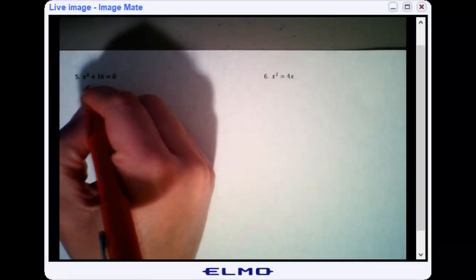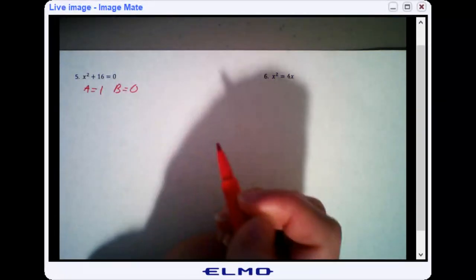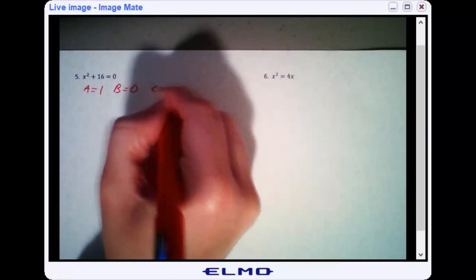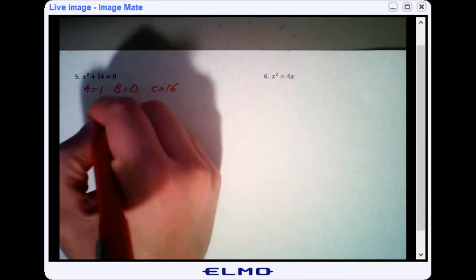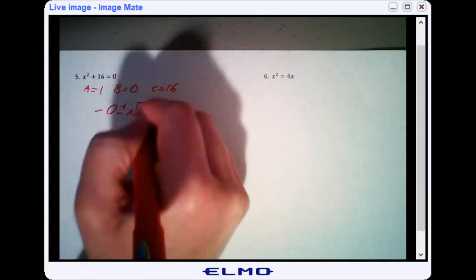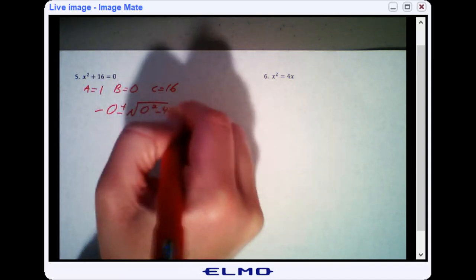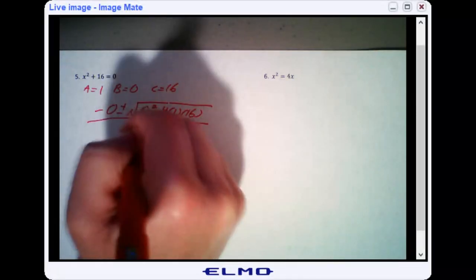For 5, we have x squared plus 16 equals 0. Everything's on one side, so that's awesome. Our A is in front of x squared, 1. Our B is going to be 0 because we don't have an x term. And our C is 16. We'll have negative 0 plus or minus square root 0 squared minus 4AC all over 2A.